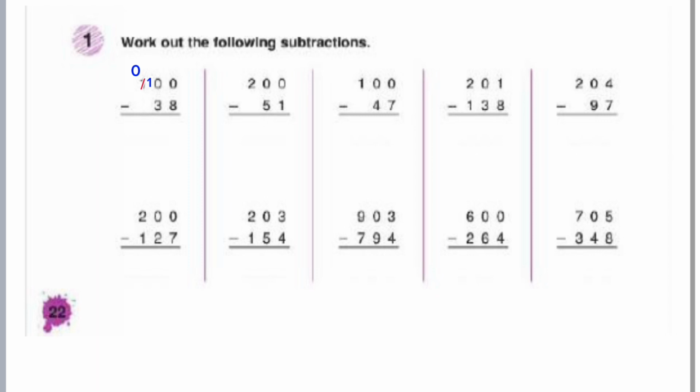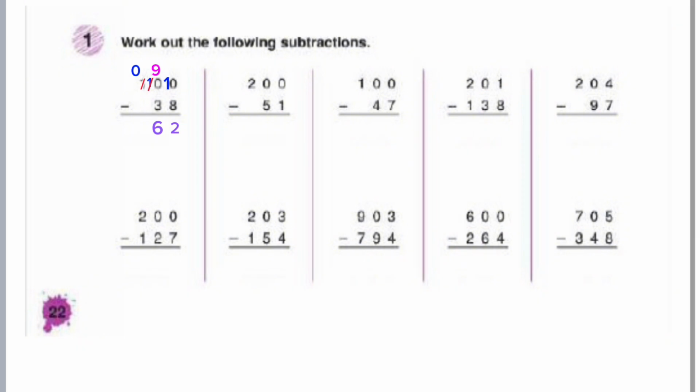Now the 0 in the ones digit can borrow from the tens digit because it becomes 10. So I borrow 1 so that the 0 in the ones digit will become 10, and the 10 in the tens digit will become 9. Now 10 minus 8, 2. Now 9 minus 3, 6. And there are no hundreds digits.